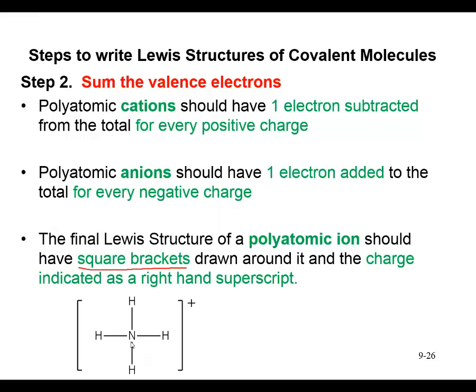So for example, if I have the ammonium cation, I have nitrogen in the center and 4 hydrogens on the outside. I put square brackets around that and indicate the positive charge on the ammonium cation in the upper right hand superscript.